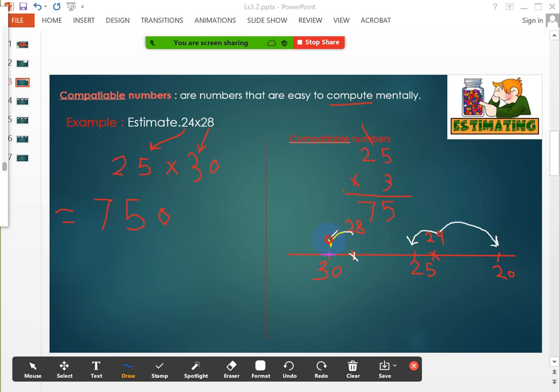Look at the distance right here. So it's close to 30. That means 28 becomes 30. Now, look at those numbers. I can calculate the numbers or I can multiply the numbers mentally. So how will I do that?